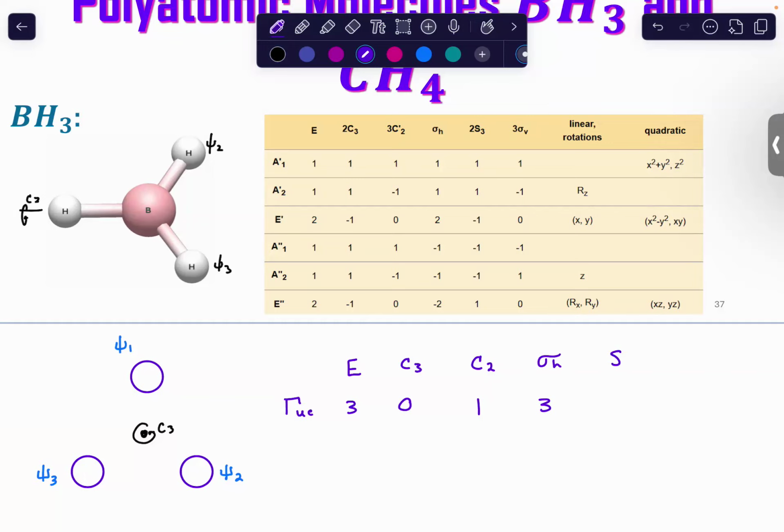And what about our S3? 0, because you have to have that C3 rotation first. What about the sigma v's? Also 1.